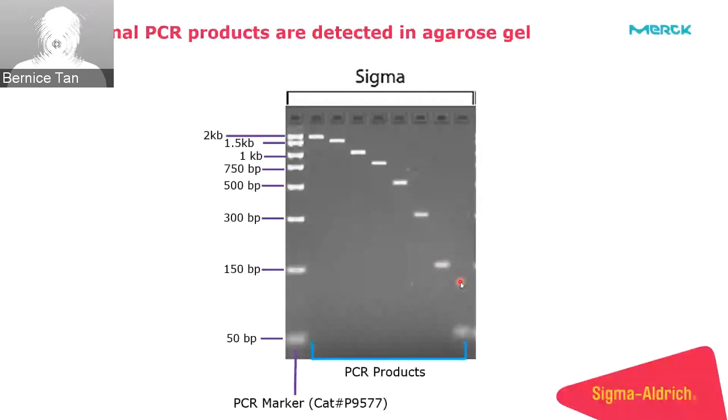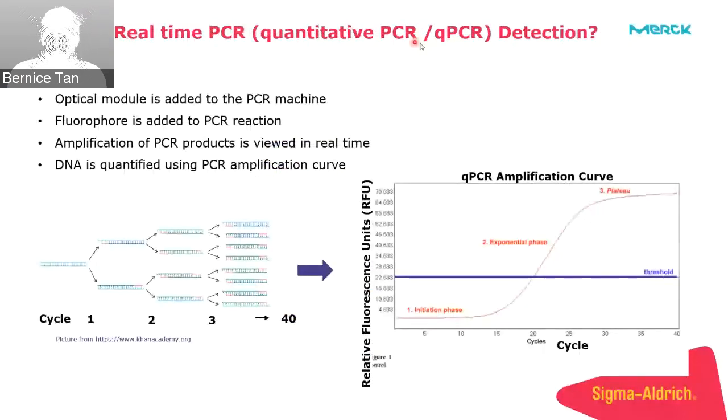Real-time PCR, otherwise known as qPCR, quantitative PCR, is basically traditional PCR, but there's an optical module added to the PCR machine, and a fluorophore is added to the PCR reaction. So this allows you to view the reaction in real time. Usually with your real-time or qPCR, you will get a qPCR amplification curve that is sigmoidal in shape, looks like this, and it consists of an initiation phase, followed by an exponential phase. This is where your PCR products double with every cycle. And then eventually it stops and plateaus off.